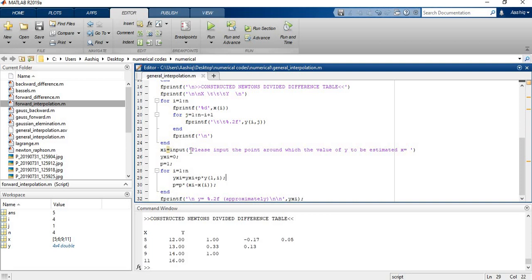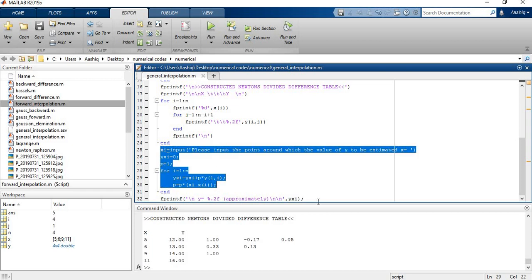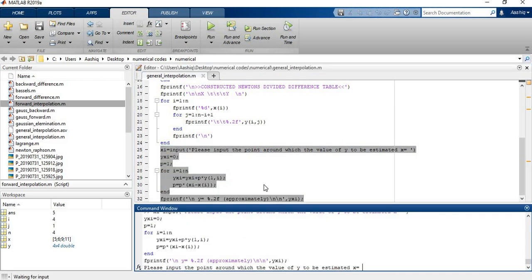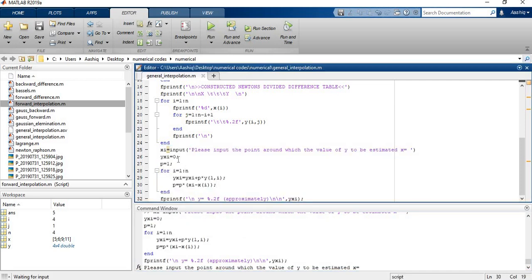Okay, so firstly I've got to take the input, the point around which you want to estimate the value. And I just want to run this code first. Okay, here I declared a variable yxi equal to 0, just to help me out restoring my values calculated up here. And for calculating the x terms, I have to multiply multiple terms, that's why I have declared another variable p equal to 1. And now I'm going to tell you how this for loop works.